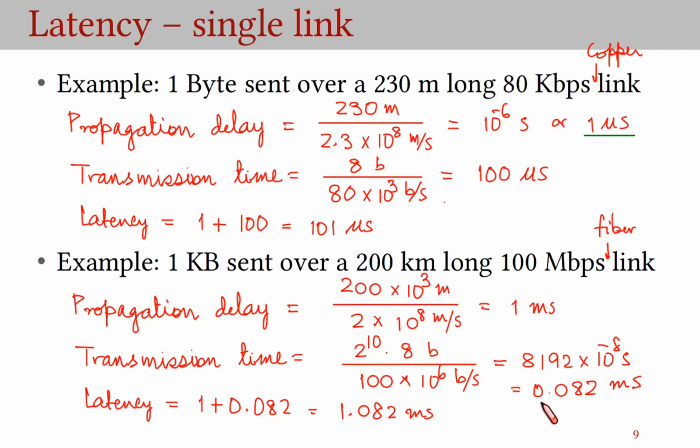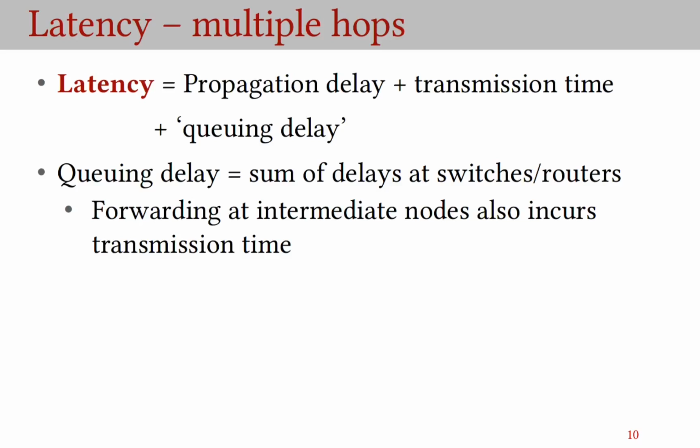On LANs, the propagation delay is usually much smaller than transmission time, and on highest speed long links, it's the transmission time that is much smaller than propagation delay. When a packet goes from source to destination through one or more intermediate nodes, there is a third component of latency, which we will call queuing delay. Although strictly speaking, queuing delay is the time that a packet spends in buffers waiting for getting forwarded. Here we are lumping all the delays at switches and routers as queuing delay.